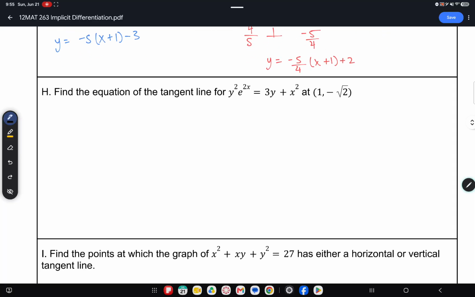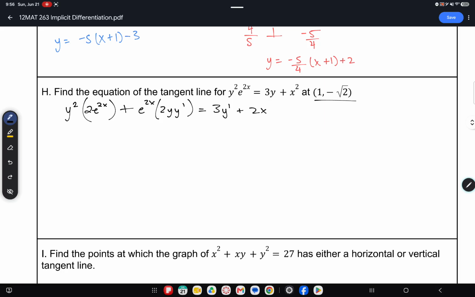I need to find the equation of a tangent line for this function at this point. So good, that gives us a point. So I just need my slope to make my equation. So derivative. So product rule right here. So left times derivative of the right. So that's 2e to the 2x plus right times derivative of the left. And then 3y prime plus 2x.